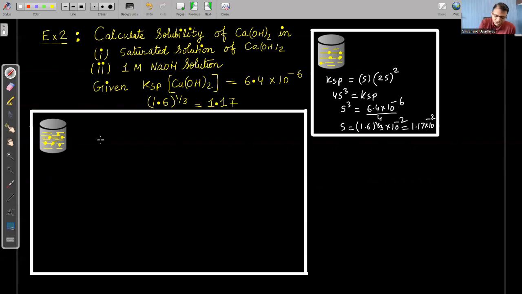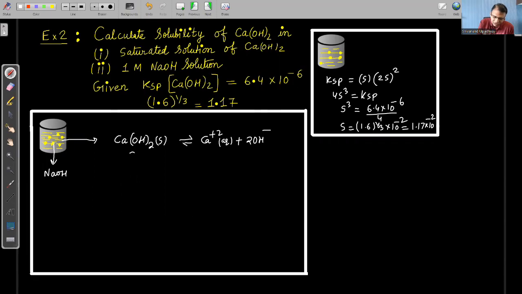But now in this question, they are saying that the solution now has sodium hydroxide along with calcium hydroxide. So there is a saturated solution of calcium hydroxide. Ca(OH) whole twice in solid state is in equilibrium with calcium 2 plus ion in aqueous state plus 2 times OH minus ion in aqueous state.